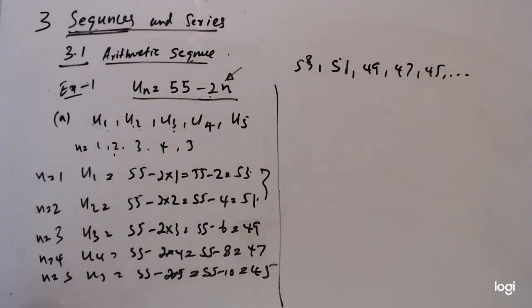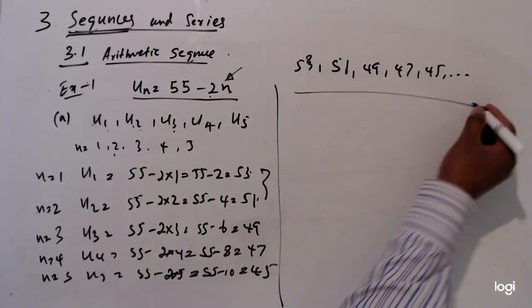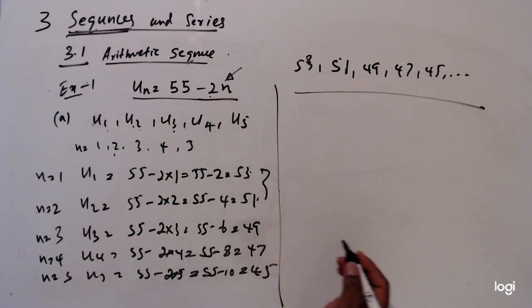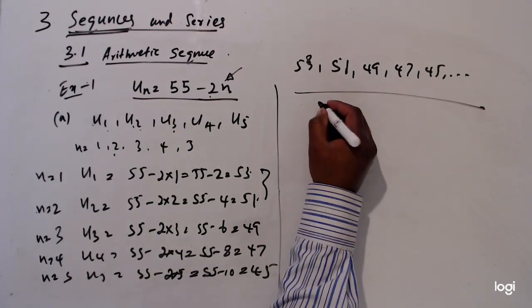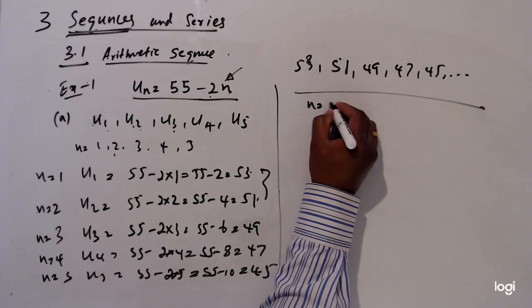And question number 2, find the 99th term of this sequence. So basically, now they want to find what is the 99th term. So n equal 99.